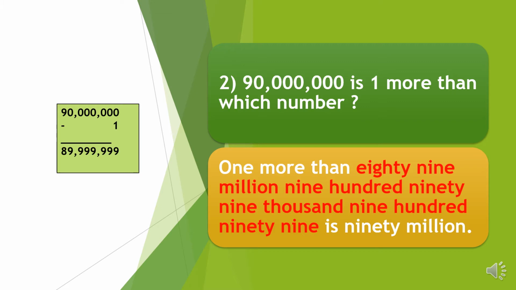So all of you write in your practice book 90 million minus 1. So what is the answer we are getting? 89,999,999. Okay, now take question 3.